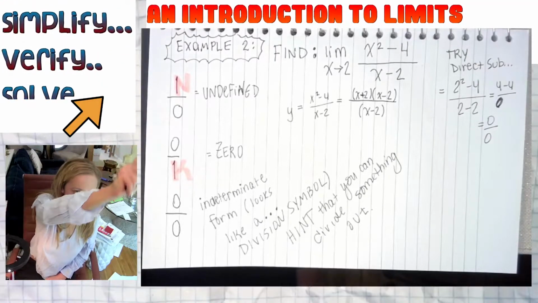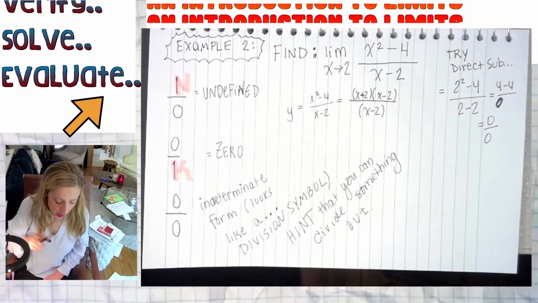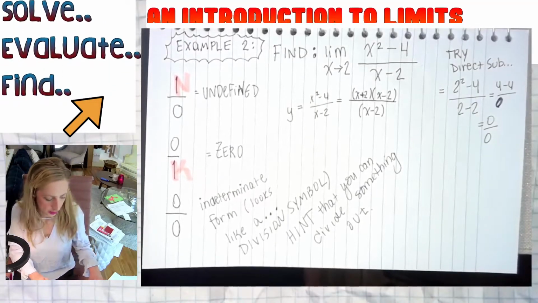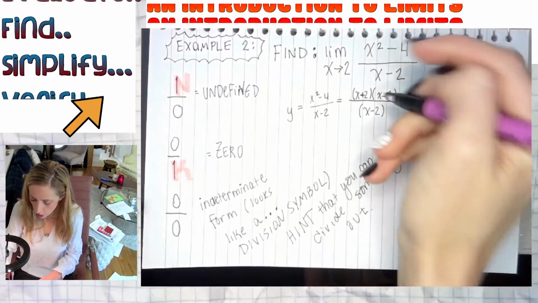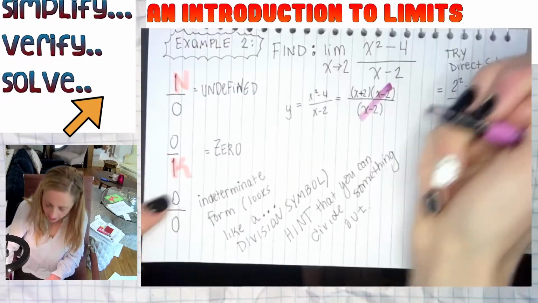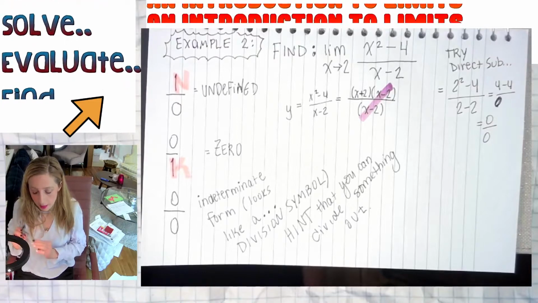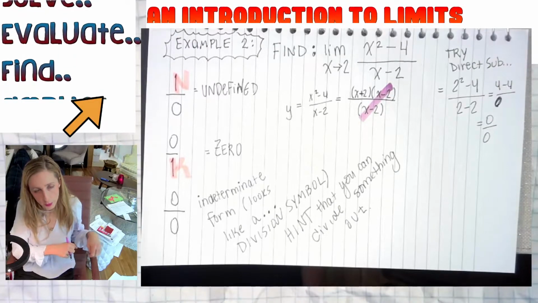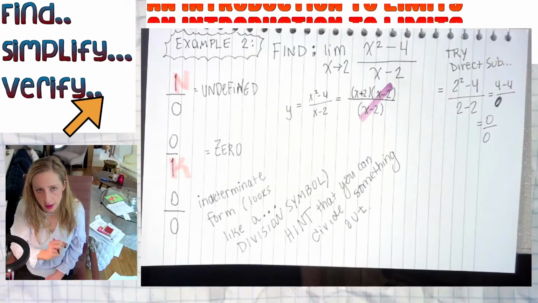Amazing. Now, not only, think of the spackle, okay? Not only does the spackle fill in the hole for you when you have a hole in the wall, but you could also think of the motion of spackling. The fact that you have an x minus 2 on top and bottom as a factor, when you cross it out, you're spackling and you're filling in a hole in your graph.